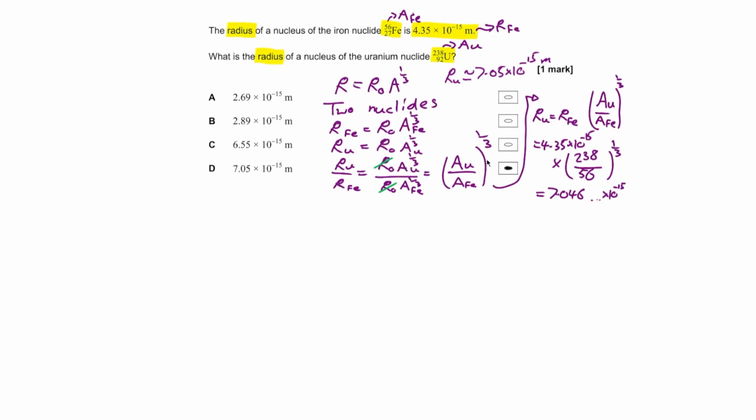Note that this is a sensible answer to obtain because 7.05 times 10 to the minus 15 meters is still around a similar size to the size of an iron nuclide. We don't expect the nuclei to get much bigger than each other since we've only added about 180 more nucleons.